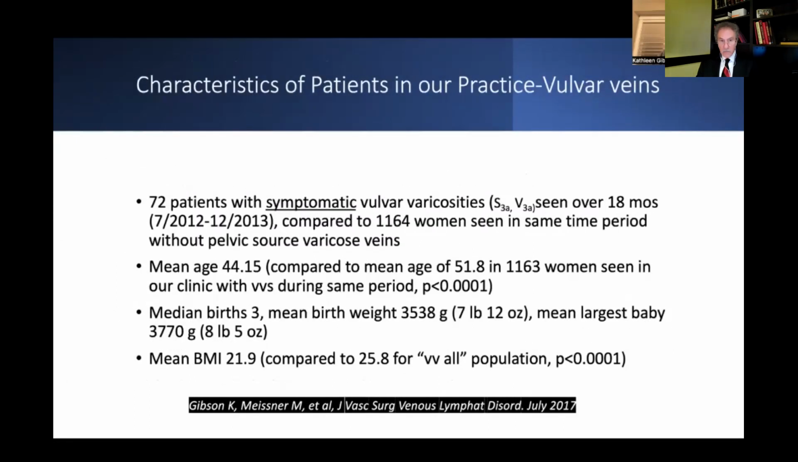So in deciding how to best treat these patients, how do they present? What are their characteristics? Well, we did a study in our practice. It was published in 2017. We took 72 women with symptomatic vulvar varices, and we compared them to over 1,000 women during the same period that did not have pelvic source varicose veins. The mean age of these women was younger than what we see in our varicose vein population. They had had 3 births, which was higher, and the mean baby weight was higher than what we see in the general population. So women with more children and larger babies, and they were thin. So the mean BMI was 21.9.